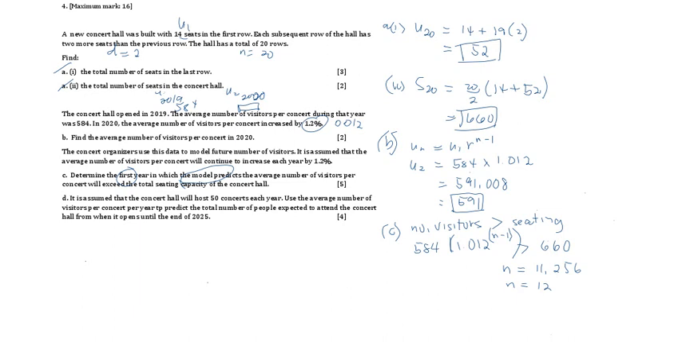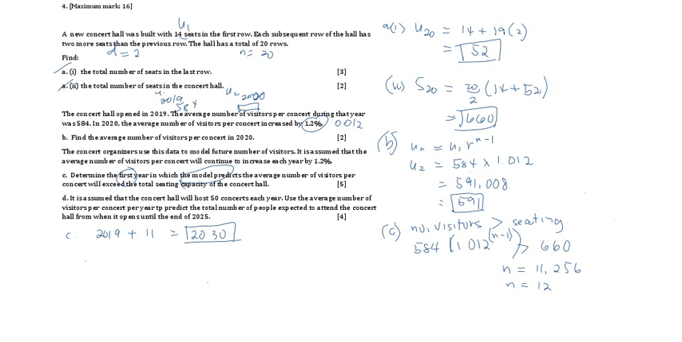So now we're looking for the first year from 2019. From 2019, we add n minus 1, which is 11 more years. So that's going to be in 2030. So this is our answer for letter C.